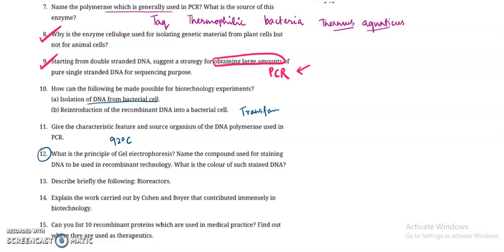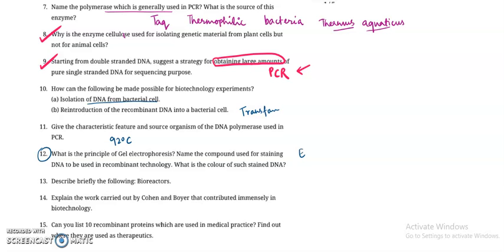Question number 12 is, what is the principle of gel electrophoresis? Name the compound which is used for staining and what is the color of such stained DNA. Principle of gel electrophoresis is that the DNA fragments get separated based upon the molecular weight. The smaller ones will be moving faster and they would be found at the positive terminal, and the DNA fragments that have more molecular weight will be found near the negative terminal. So the principle is that the fragments of DNA will be separated based upon their molecular weight.